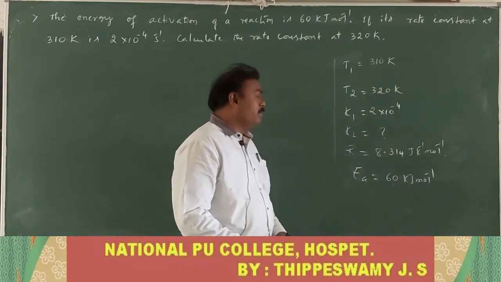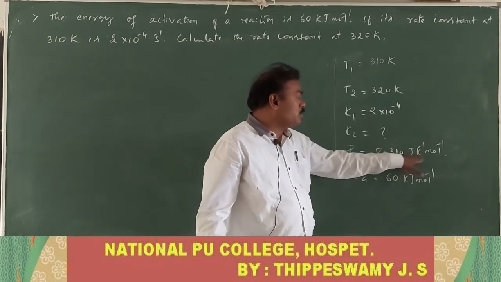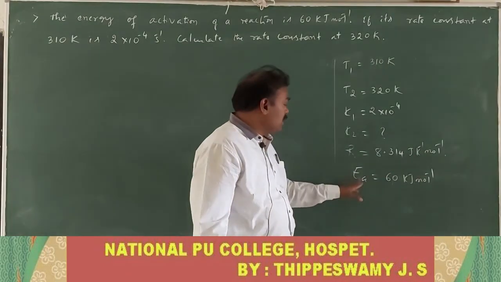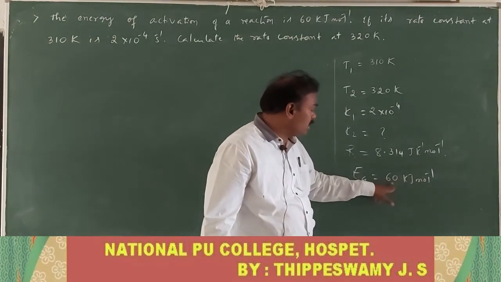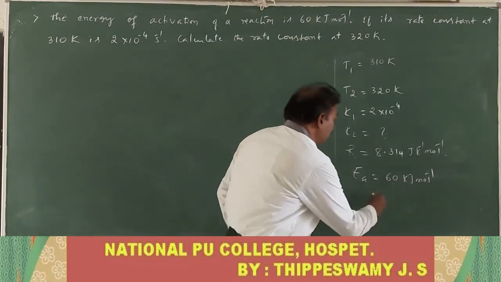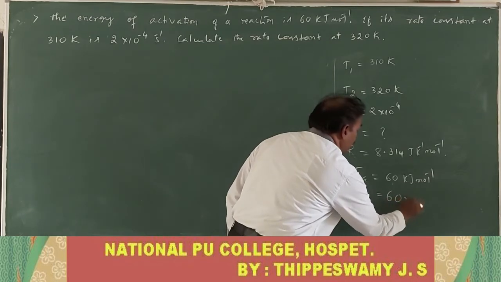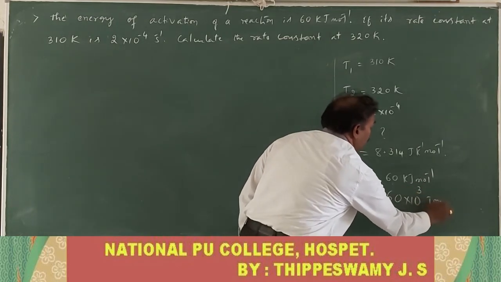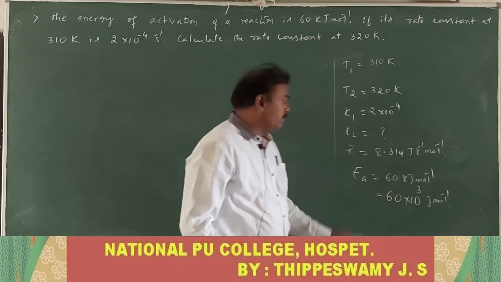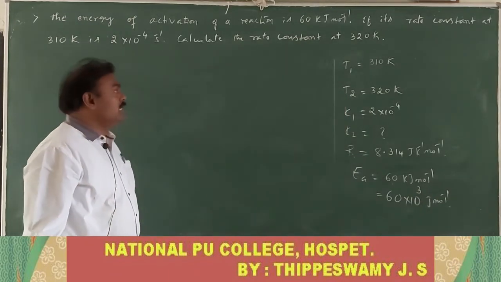One thing you remember: the unit of R is joules per Kelvin per mole. What is the unit of the activation energy? Kilojoules is given, so you have to convert this into joules. So the activation energy is equal to 60 into 10 to the power 3, since it is a kilo value. Then it will become joules per mole. Now you substitute the values in the formula.